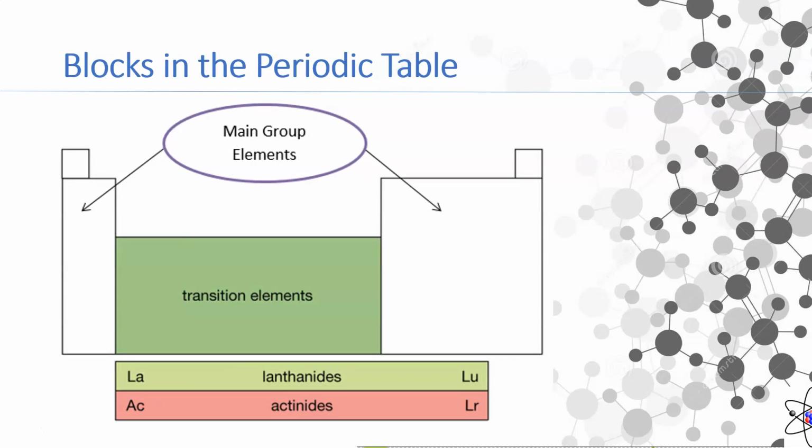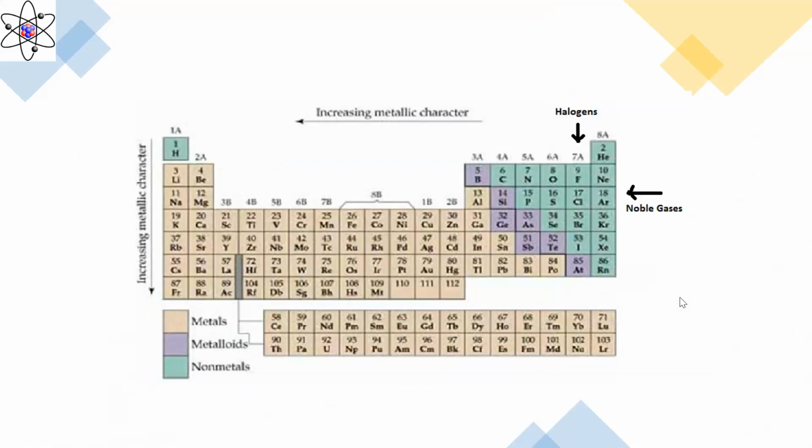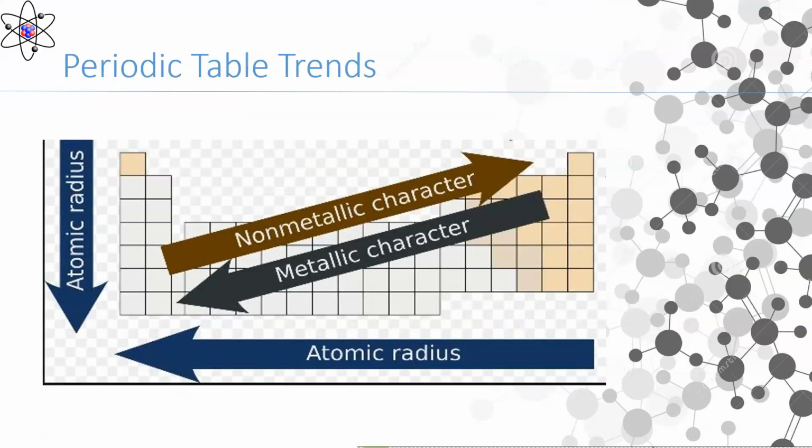So, the blocks in our periodic table: we've got our main groups of elements on the two outer wings. We've got our transition elements in the middle, our lanthanides and our actinides at the bottom. We'll talk more about them as we move along. Again, this is just representing those metals, non-metals and metalloids, showing those features of the periodic table here.